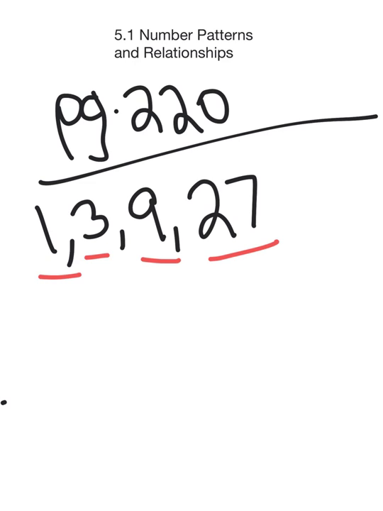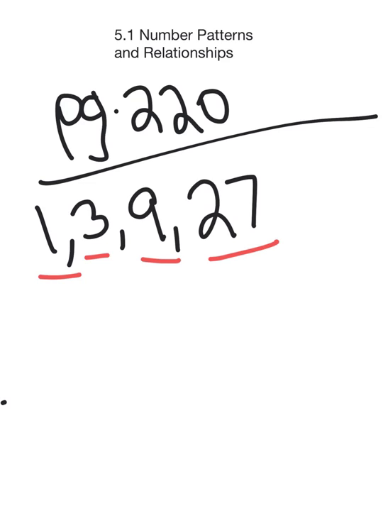Give me a sentence. If you were to say in one sentence what's going on here with these numbers, what would you say? You can probably see from 1 to 3, you're multiplying by 3. And also from 3 to 9, you're also multiplying by 3. From 9 to 27, you're multiplying by 3. So my sentence could be, multiply each term by 3 to get the next term.